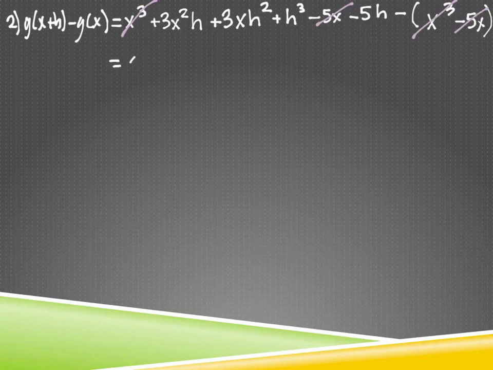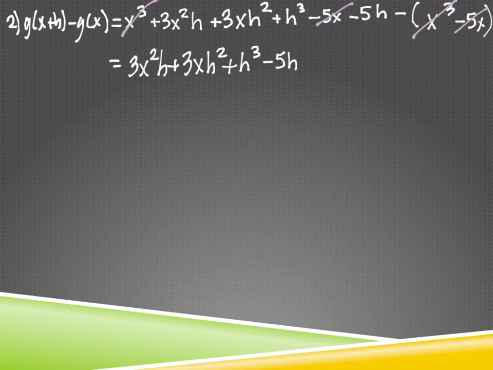So let me write down what we're left with. We have 3x squared h plus 3x h squared plus h cubed minus 5h. I only used half the screen that time, right? Much shorter.